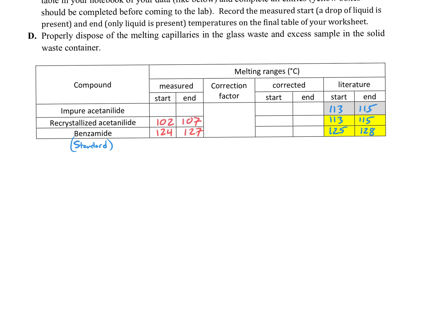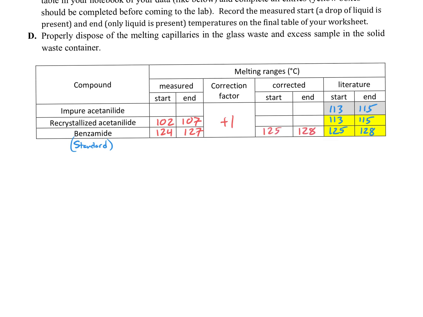I'm not going to worry about the impure acetoanilide. We've talked about that. So now think about what correction factor you would use to correct your standard to be as close as possible without going over to the literature values. And in this case, +1 works great. Both of those numbers will get corrected to be exactly what we want.